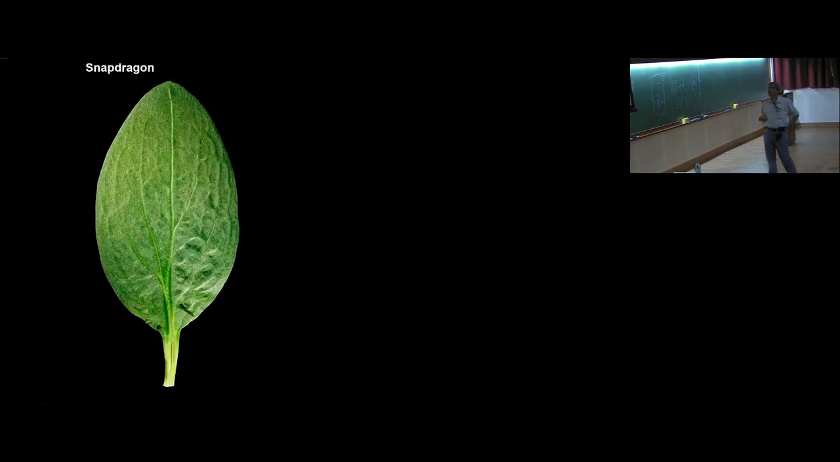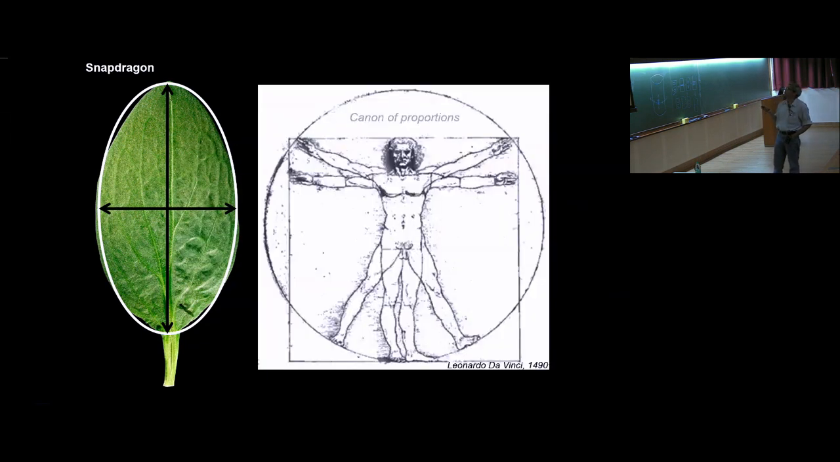So this is a mature leaf taken from a species called snapdragon. And as you see, this has a lovely shape. I say it has a lovely and beautiful shape because the shape is quite predictable, in the sense it follows some sort of mathematical rules. It's almost elliptical. And when it's elliptical, you know that you have a major axis, a minor axis, and if you know them, you can actually predict their area and then circumference and so on and so forth. Because of this predictable nature or mathematical shape, it is very beautiful, almost as beautiful as the canon of proportions that Leonardo da Vinci painted in his Vitruvian Man.